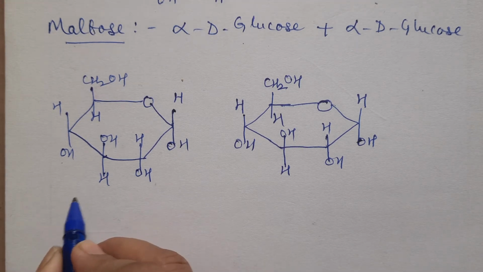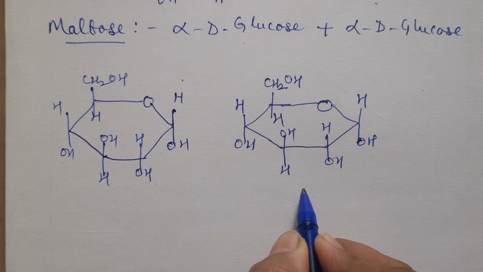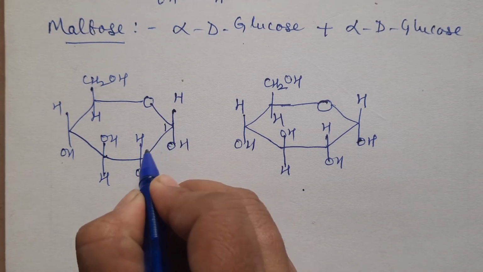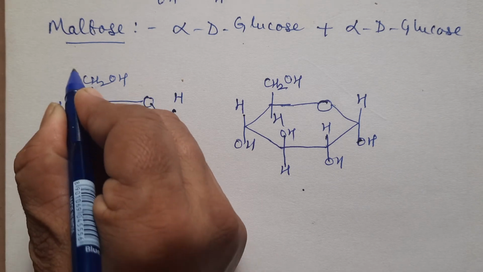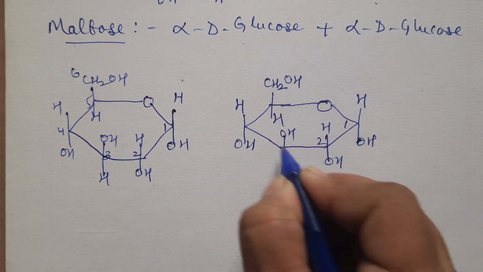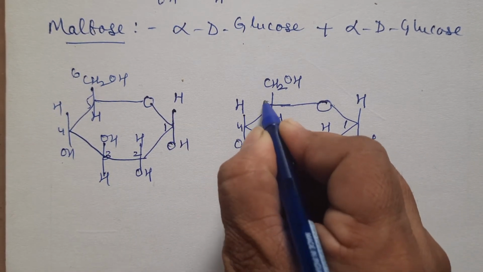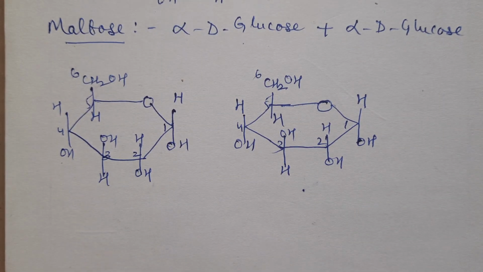This is alpha D glucose. This is another alpha D glucose. First thing, children, I told you, you need to number these. 1, 2, 3, 4, 5, 6. 1, 2, 3, 4, 5, 6. So how is the linkage?